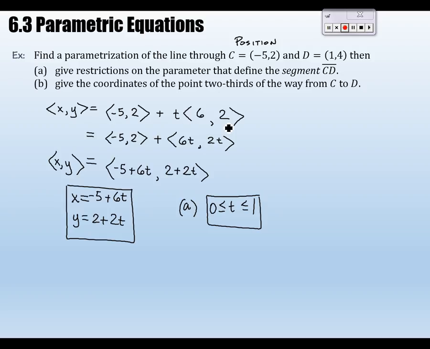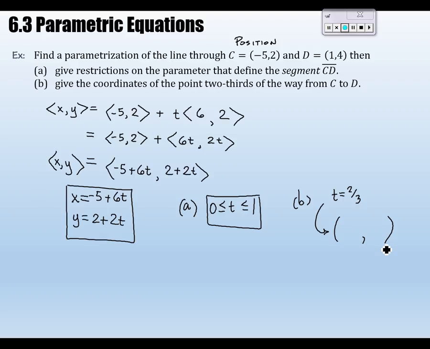All right. And then what about B? Give the coordinates of a point 2/3 of the way from C to D. How would we do that? Yeah, and by multiplying by 2/3, you mean let t be 2/3, and that will generate the point. But if we plug in 2/3, that'll do it for us, yeah?